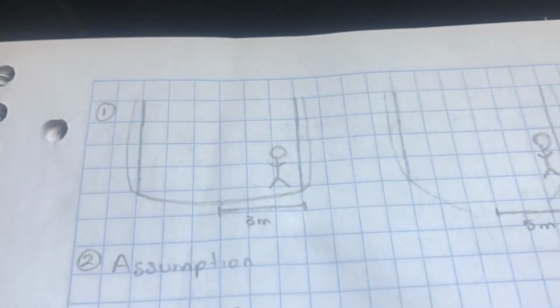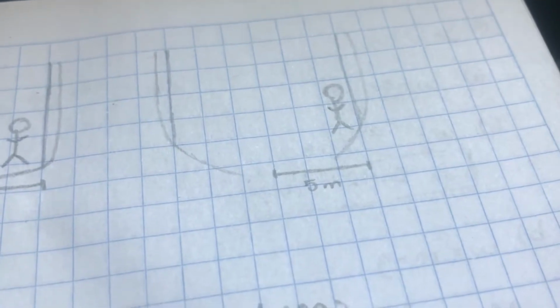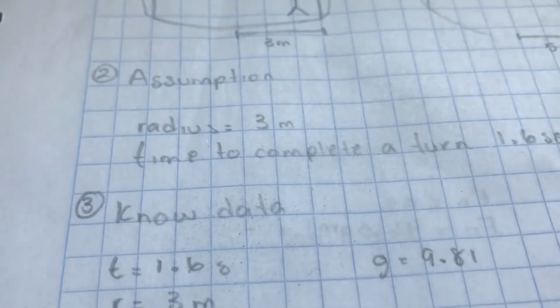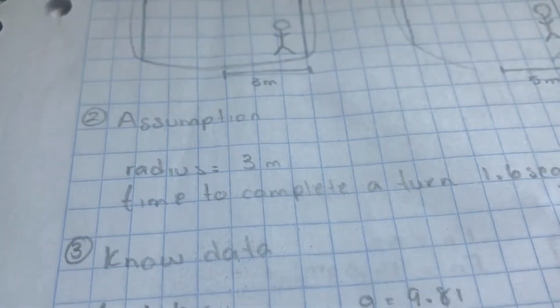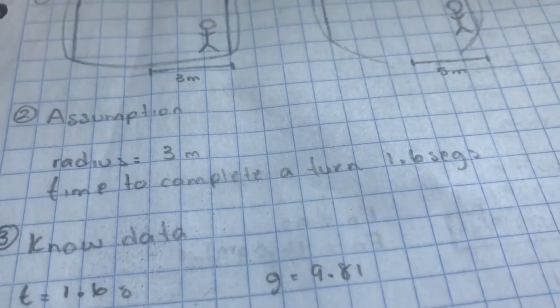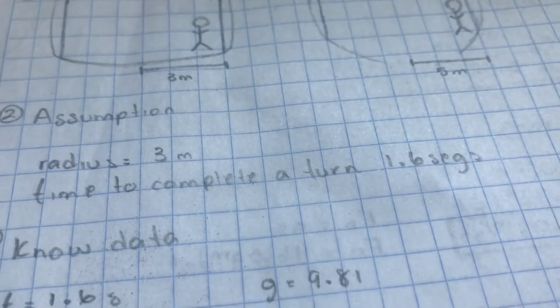I'll start with the sketch that I drew by myself. That is the person with the platform, and then the person without the platform maintaining the equilibrium on the wall of the cylinder. We are assuming that the radius of that cylinder is 3 meters, and the time to complete a turn is 1.6 seconds.